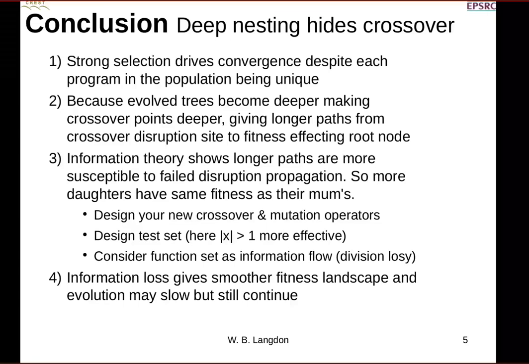We can also consider the function sets in terms of their information characteristics. For instance, protected division is a particularly lossy operation, but so too are things like conditionals and booleans. Those have a high entropy loss, so they lead to much faster failed disruption propagation. Essentially, what we see is information loss giving rise to a smoother fitness landscape. So evolution tends to slow, but it nevertheless still continues.